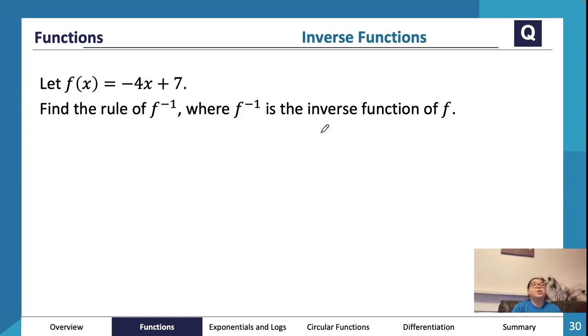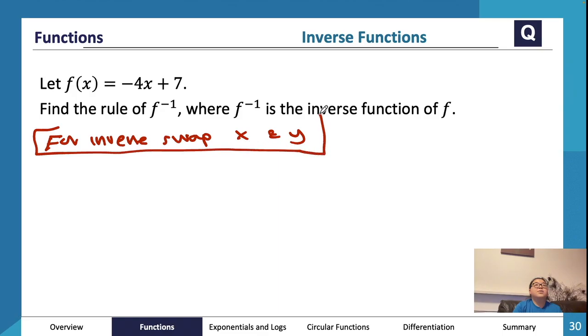Awesome. All right, most importantly, this is the point I want you to remember from inverse functions. If you remember something from inverse functions, just remember this point for me. I cannot emphasize this enough: you must write, for inverse, swap x and y.